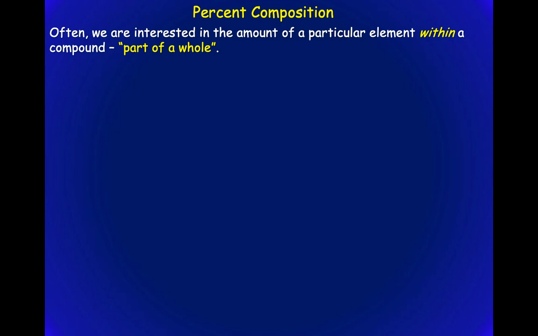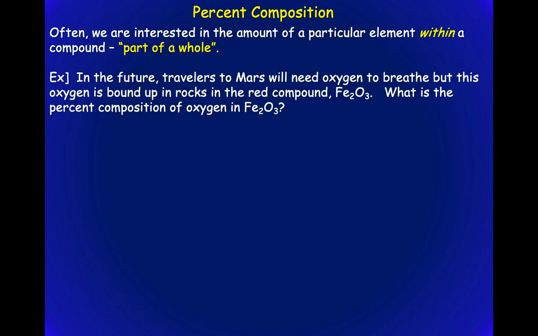So maybe the element you're interested in is oxygen, maybe gold, maybe magnesium, and it's in a compound, but you're interested in the amount of that particular material within another sample. So this can be very helpful. We're interested in the amount of a particular element within a compound, so you're looking at the part that's inside the whole. That's really what we're going to be looking at.